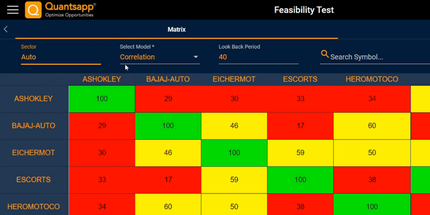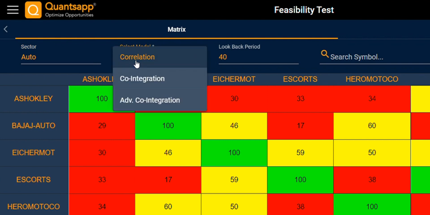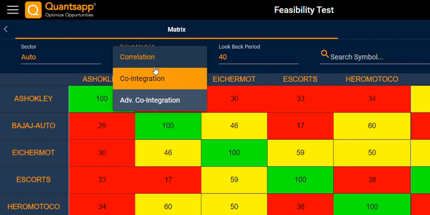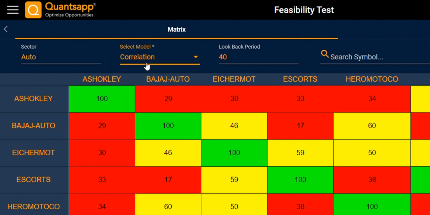Then you have to select statistical models. You can select correlation, co-integration and advanced co-integration. Advanced co-integration is our proprietary concept. It is based on an advancement of co-integration. Let's look at correlation as of now.